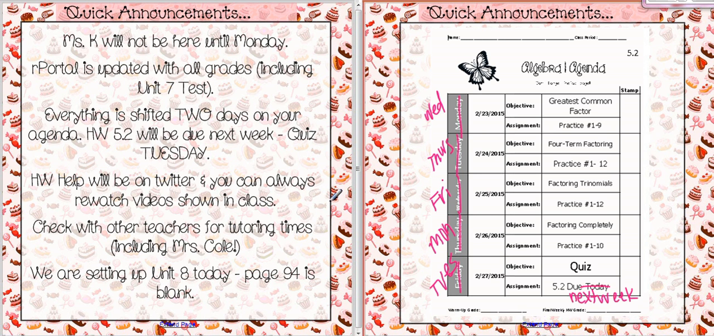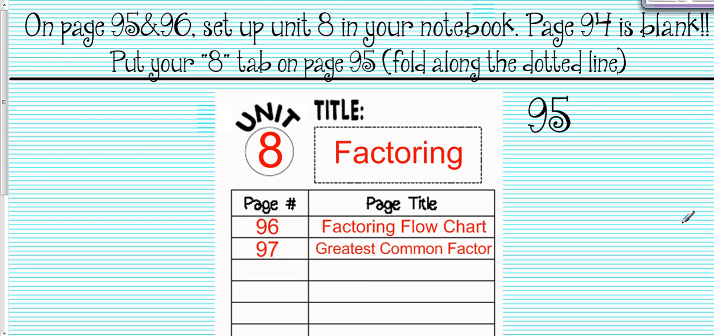Today we are going to set up Unit 8. Page 94 is going to be blank. Make sure you have all your supplies ready to go before we start. Alrighty, so we are going to set up Unit 8 in your notebook. So page 94 is going to be blank. Remember, we like to have our little sticky tabs on the right side. So then page 95 will be your title page for Unit 8. Unit 8 is called Factoring.